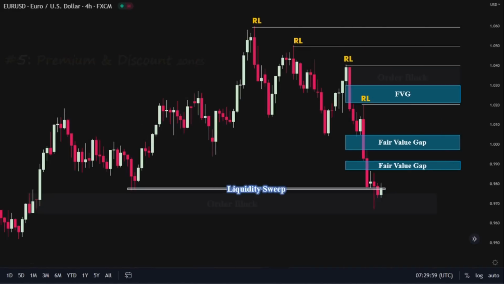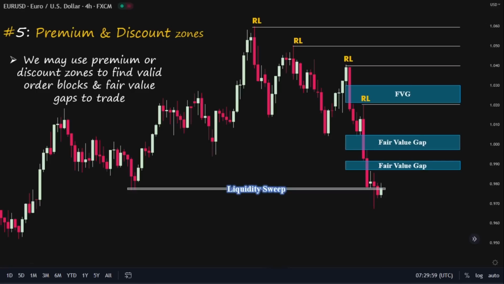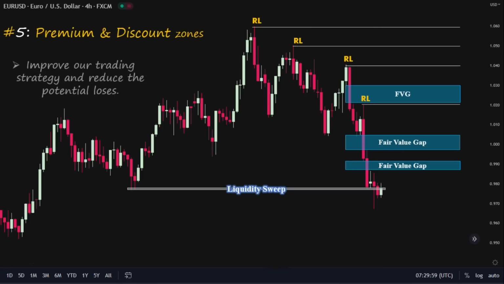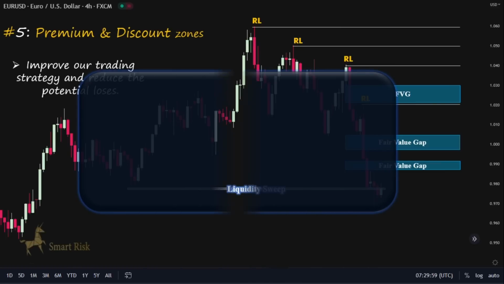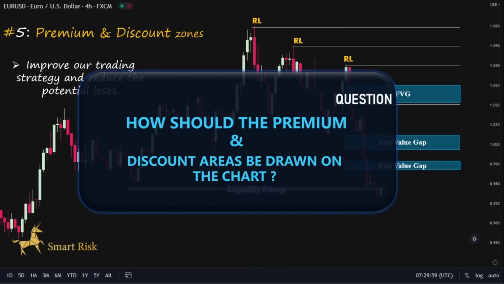Also, we may use premium or discount zones to find valid order blocks and fair value gaps to trade. For example, if the market is bullish, trading the bullish order blocks that are located in the discount zone would help us to improve our trading strategy and reduce the potential losses. How should the premium and discount areas be drawn on the chart?